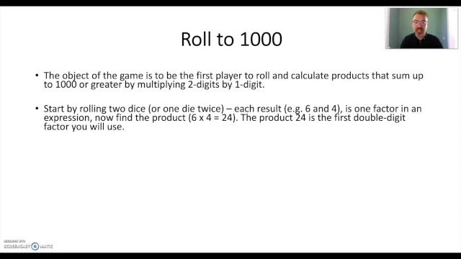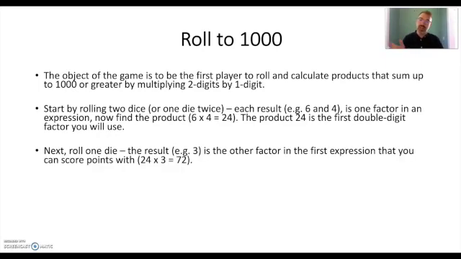6 times 4 equals 24. Now, the product 24 is the first double-digit factor that you're going to use in your actual expression. So now you roll 1 die, and the result, say for example 3, is the other factor in the first expression that you can score points with.